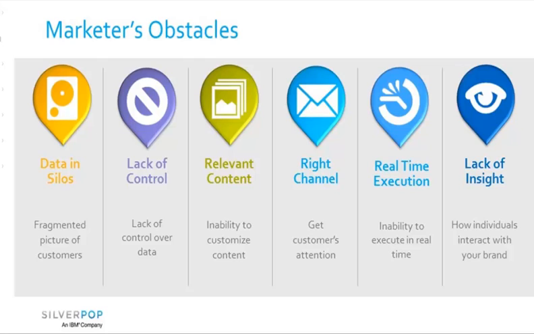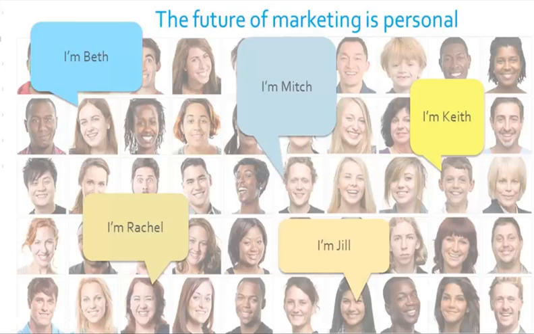But when we work with our customers and prospects, some common internal challenges often prevent them from getting where they want to be. There's siloed data, often presenting a fragmented picture of our customers. Oftentimes, they don't have control over the data that they want, and there's often an inability to provide relevant content at the individual level. Sometimes it's a challenge to message customers on the right channel, or an inability to execute in real time, or maybe not in real time, but at the right time. And there's often a lack of clear insight into how individual customers would prefer to interact with your brands.